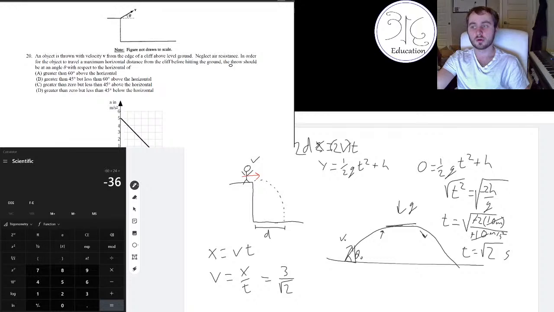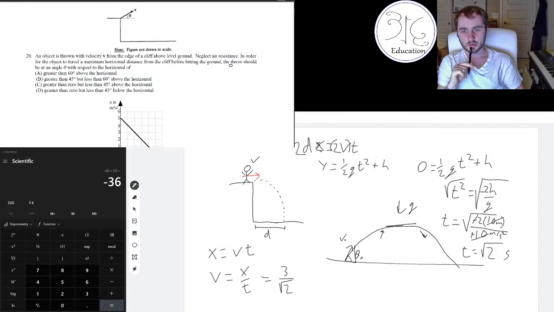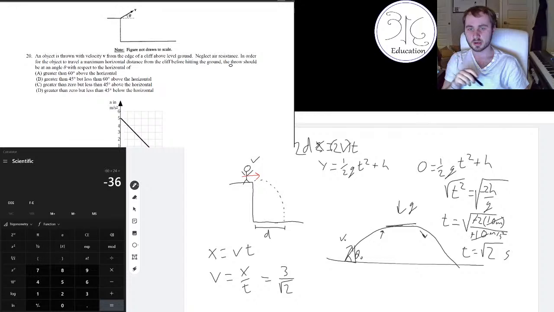This is just going to be a qualitative one here. And so when we launch this, we want to find, right before we hit the ground, the angle with the horizontal. We want to compare that to our original theta. Are we given an original theta? In order for the object to travel a maximum horizontal distance. Oh, okay. Sorry, I was confusing that.